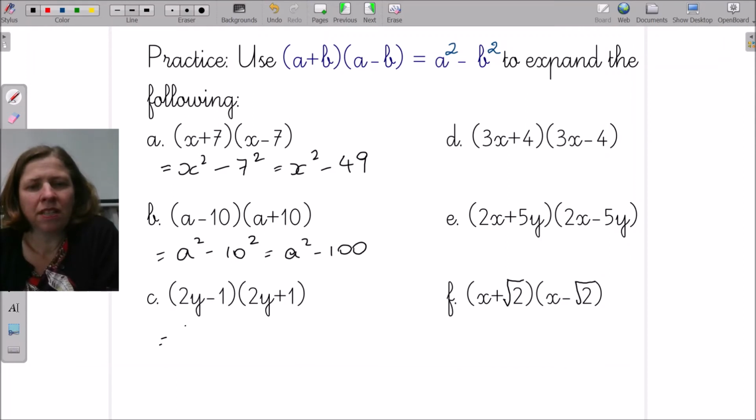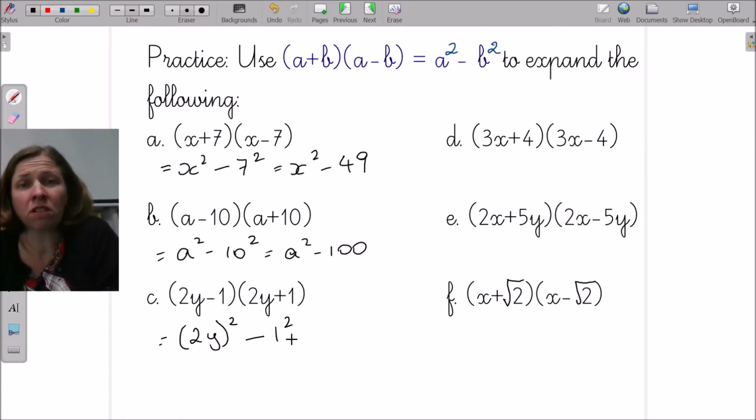For this next one, you'll see why I like to do this. I like to write 2y squared. And then minus, I don't need to write the 1 squared, but it can't hurt. Now, of course, it's not negative 1 squared here. I'm subtracting the answer to positive 1 squared. So that's going to give me minus 1, and of course this gives me 4y squared.